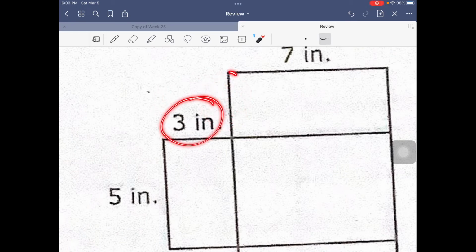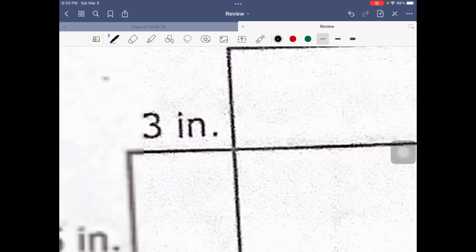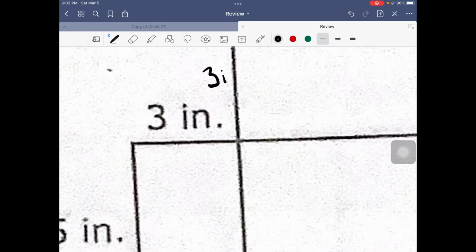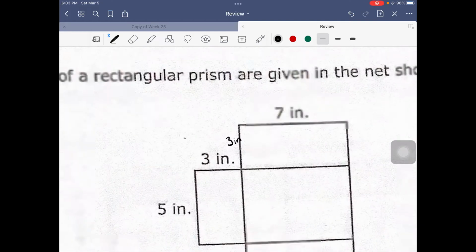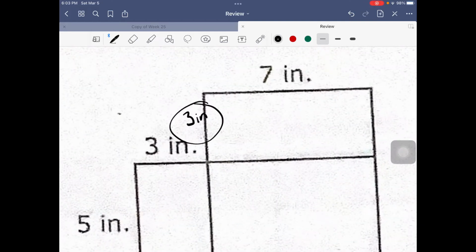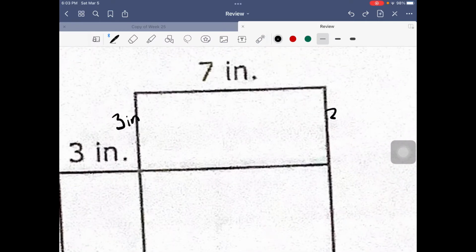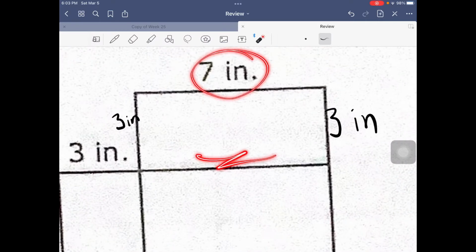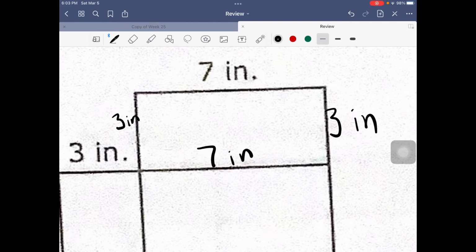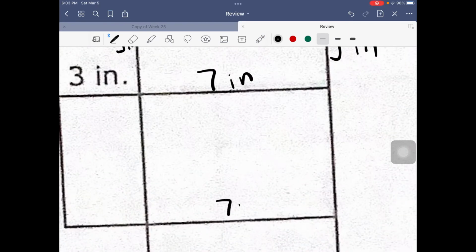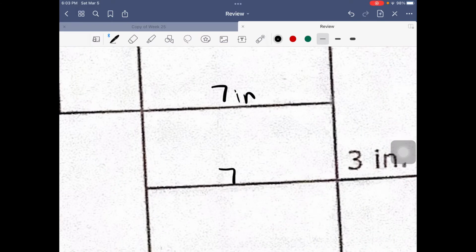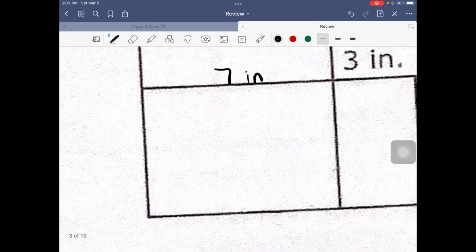If this would be a square right here, then what's the measurement for this one right here? If this is 3, what is this? 3 inches también. If this is 3 inches, what is this one right here? 3 inches. This one is 7 inches. This one is also 7 inches, and this one, and this one. Also 7 inches.